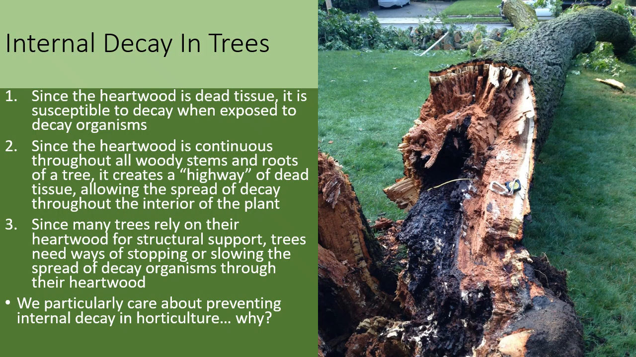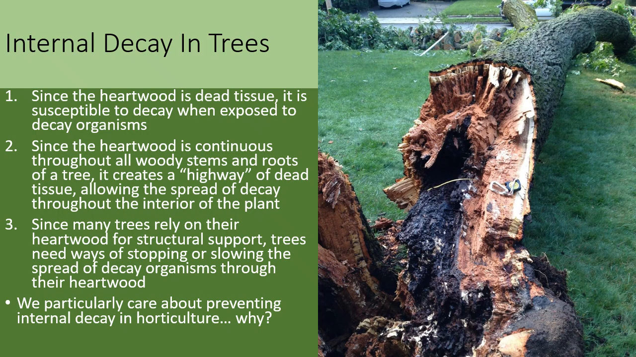And because the heartwood is continuous throughout all the woody stems and roots of a tree, it's kind of this highway through the middle of the tree of dead tissue. So that allows the spread of decay throughout the interior of the plant. You could have decay organisms work their way up from a root all the way up the trunk, all the way up into some pretty high branches. Or vice versa. You could have a bad pruning cut or a branch that breaks off in a windstorm. You've got exposed heartwood, and now the infection could work its way from the top of the tree down to the roots. So that's a big problem, especially since a lot of trees rely on their heartwood for structural support.